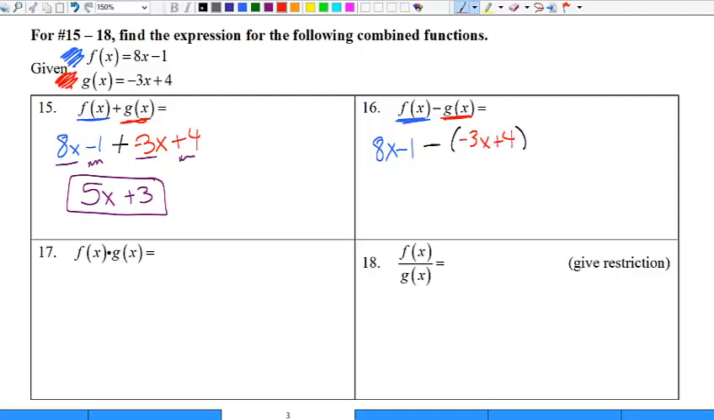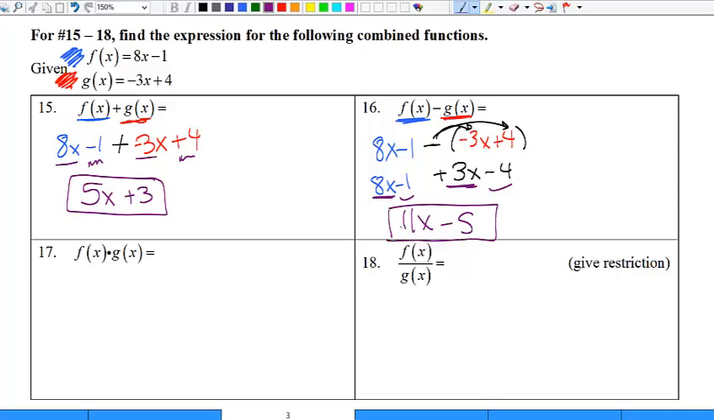The reason I need to do that is because I need to subtract all of the terms of g, not just the first one. So that means I have to distribute the negative through, which negative times a negative gets you plus 3x, and negative times a positive 4 gets you negative 4. And then I'm going to combine like terms, and 8x plus 3x, that's 11x. Negative 1 and negative 4, that gets you negative 5. And there is my new function for f minus g.